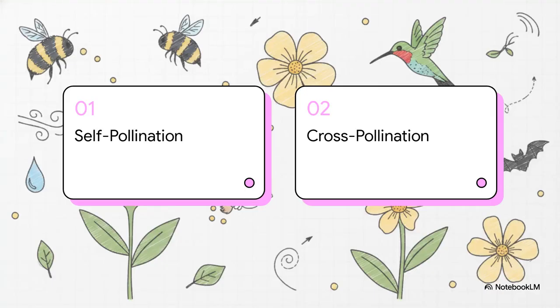Now here's where it gets really interesting. Think about it. Plants are rooted in the ground, right? They can't exactly get up, stretch their roots, and walk over to another flower to hand-deliver their pollen. So they have to use some pretty brilliant methods to move this pollen around. It's honestly amazing how nature figures this all out.